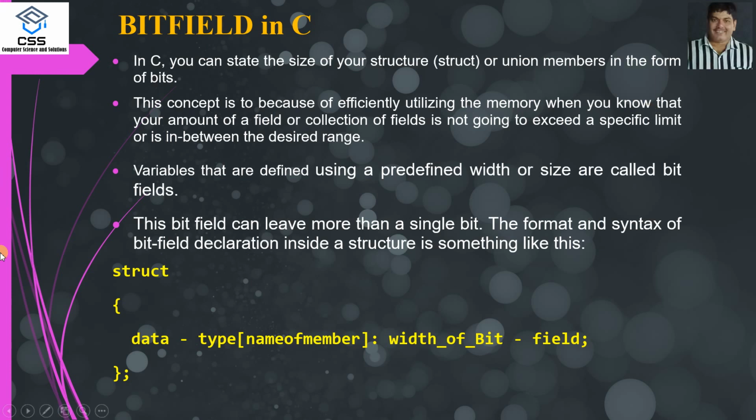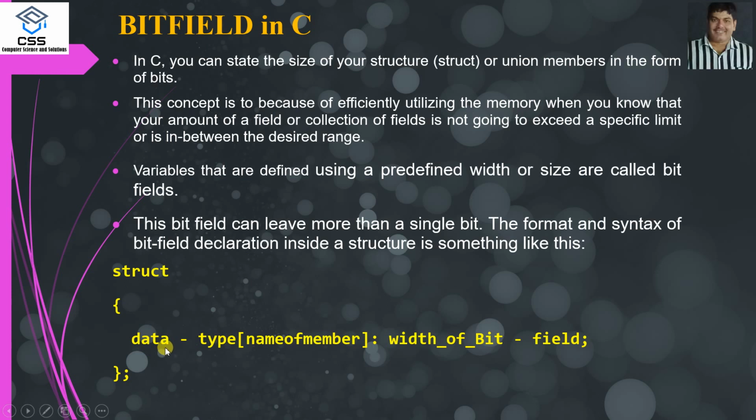So the definition clarifies. In C you can state the size of a structure or union member in the form of a bit field. This concept is used for efficiently utilizing memory when you know that your field or collection of fields is not going to exceed a specific limit, or is within a desired range. Variables that are defined using a predefined width or size are called bit fields. A bit field can have more than a single bit. The format and syntax of a bit field are as follows.